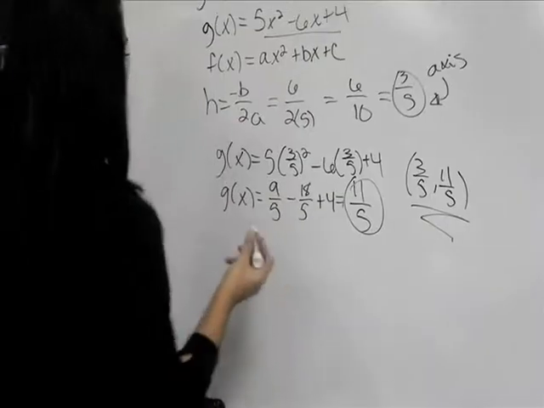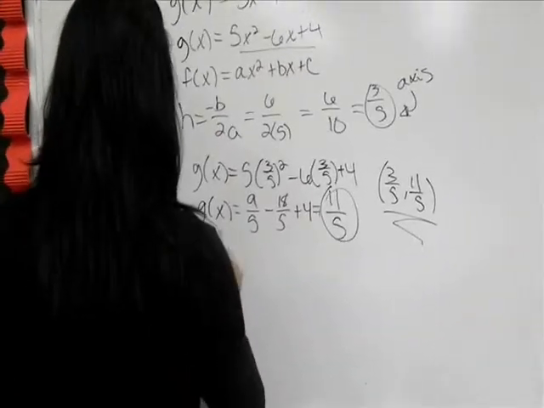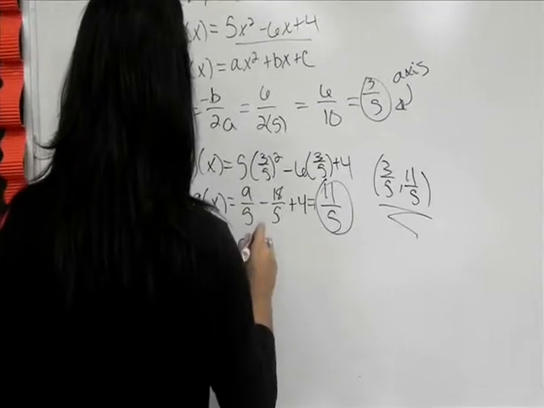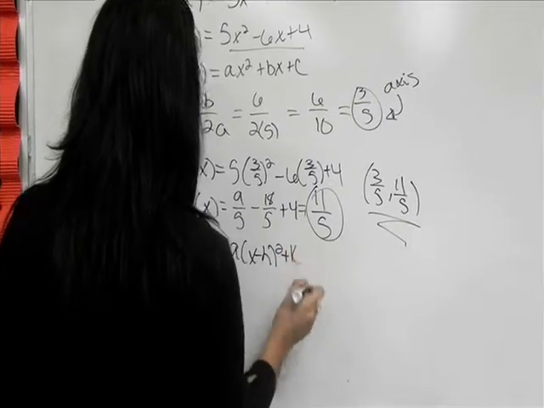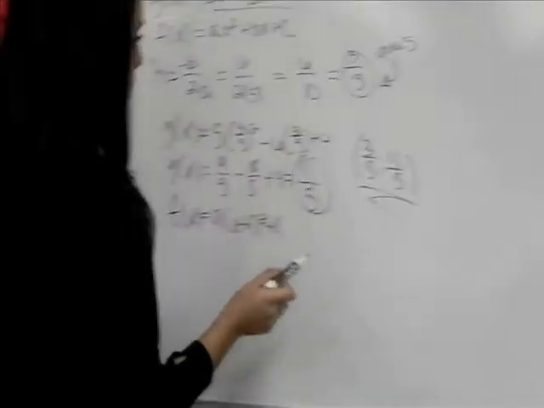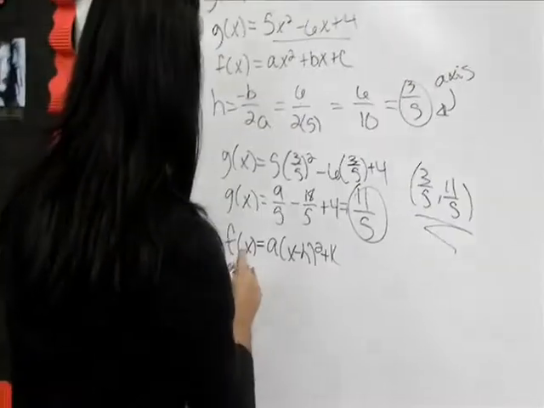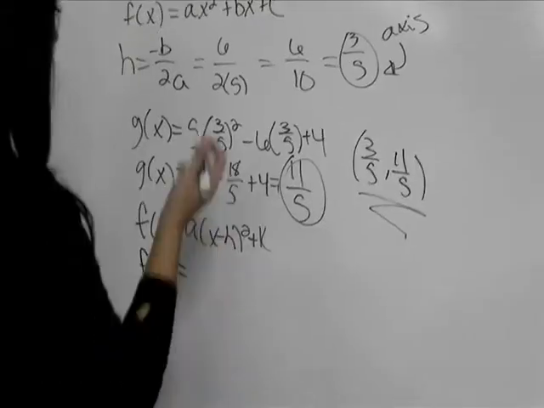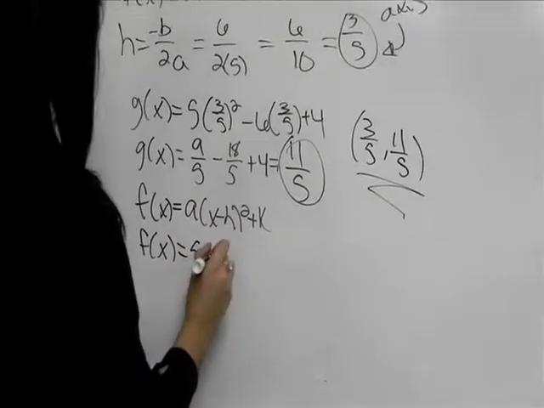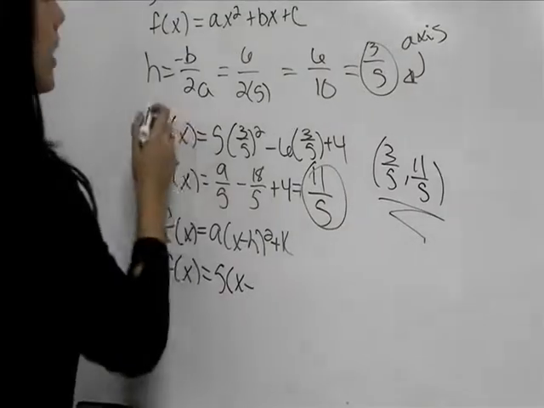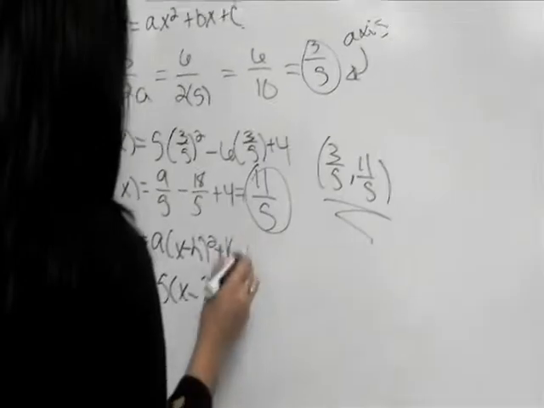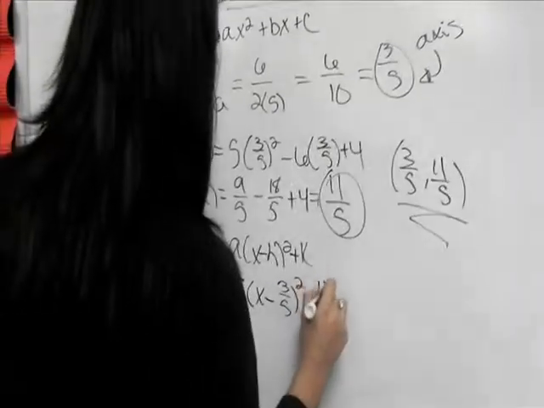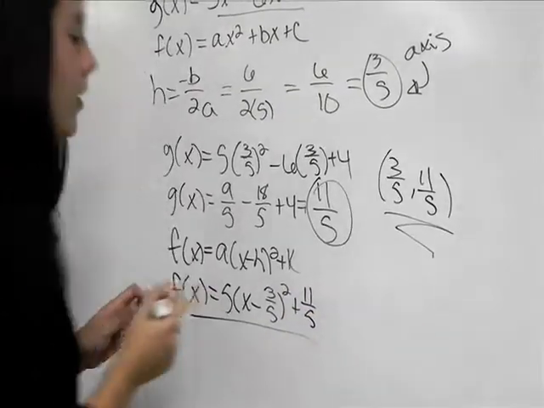To write the vertex, you have to write it in vertex form. And the formula is f of x equals a times x minus h squared plus k. That's the vertex form. So basically all you have to do is substitute the letters with the numbers. f of x, a in the original equation was 5 times x, and h is 3 over 5 squared plus k, which was your other point, 11 over 5. And that is your final answer.